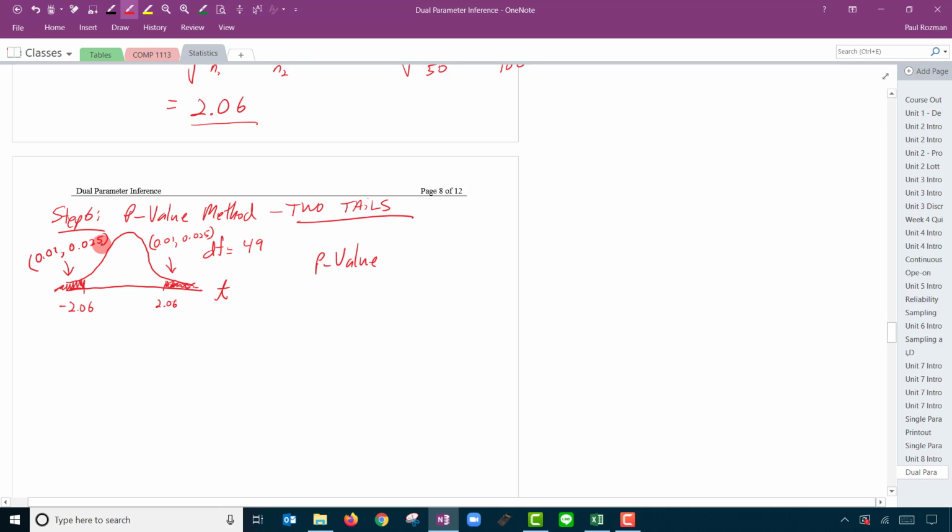So my p-value is the total. It's basically, I'm summing those two things together. So I guess I could put it as a range. You know, it's between 0.02 and 0.05. And then we can do step 7.